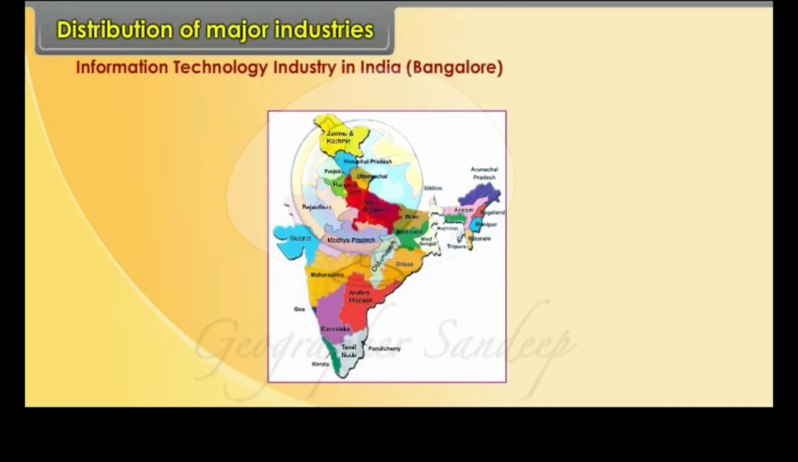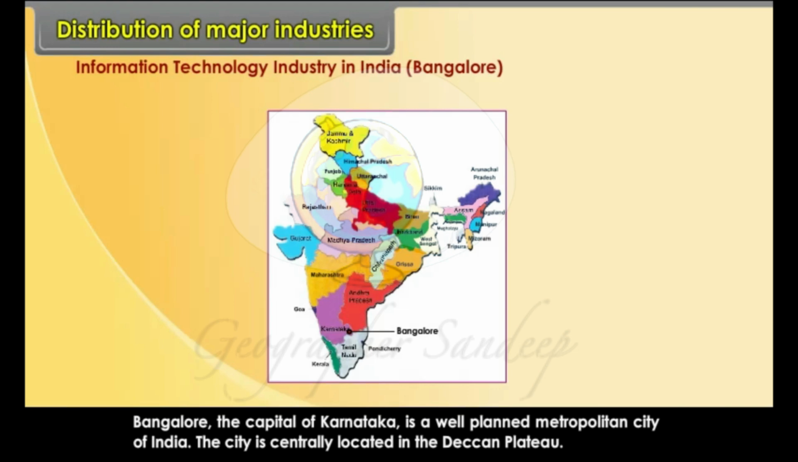Information technology industry in India. Bangalore. Bangalore, the capital of Karnataka, is a well-planned metropolitan city of India. The city is centrally located in the Deccan Plateau.